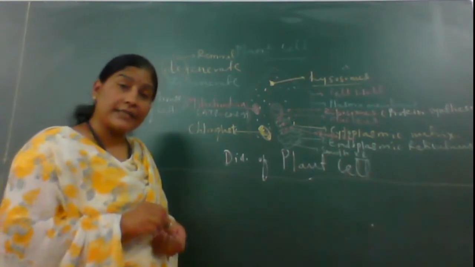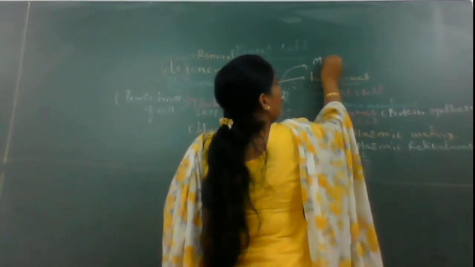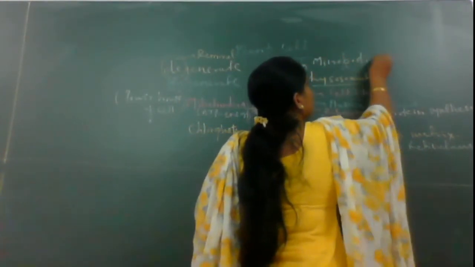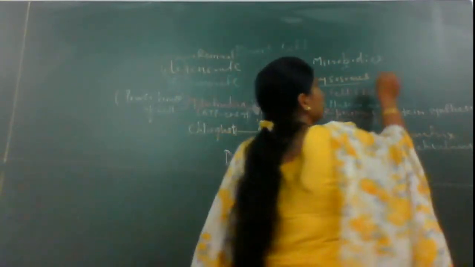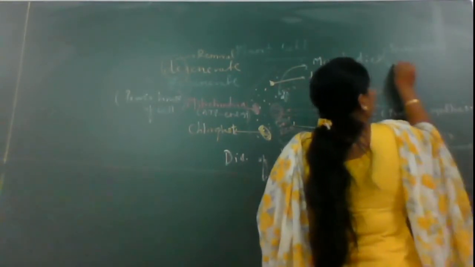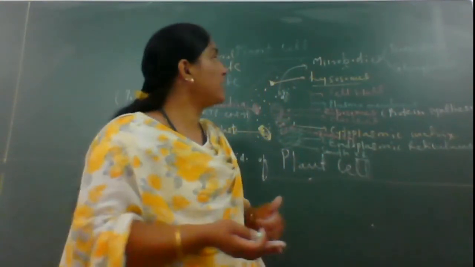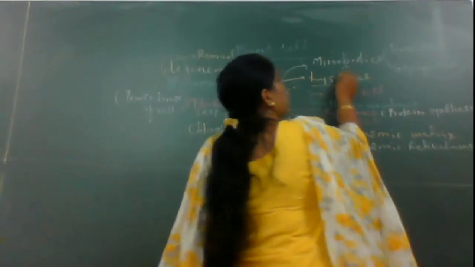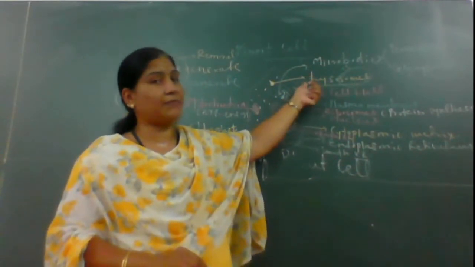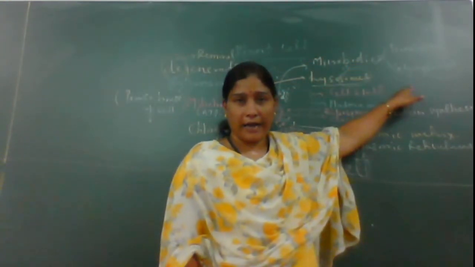Then there are also microbodies, which are called peroxisomes and glyoxysomes. Here, some means body. Some is nothing but the body. Lysosome is sometimes also called the lysosomal body. Microbodies are the peroxisomes and the glyoxysomes.